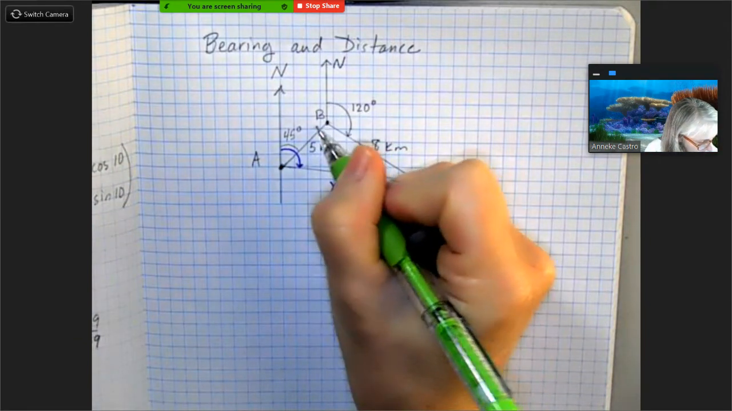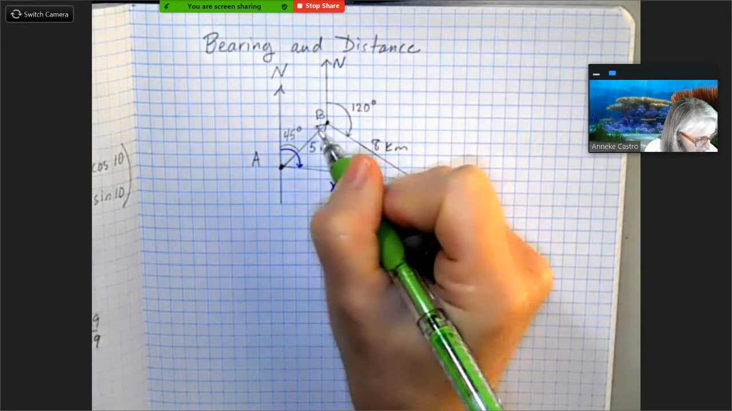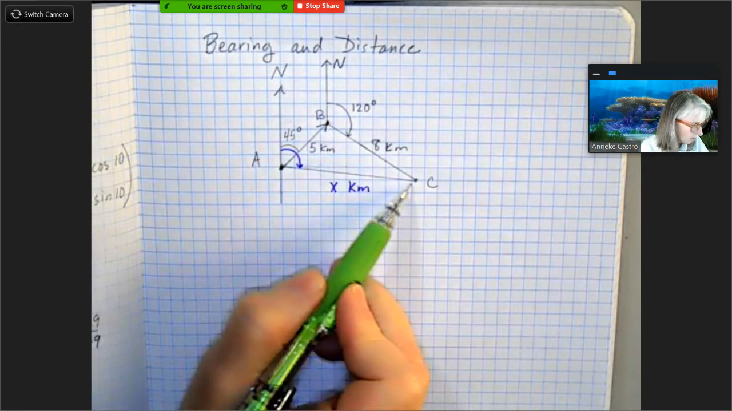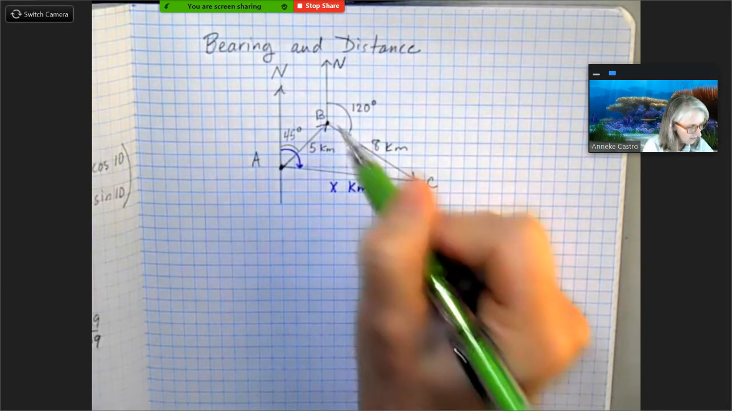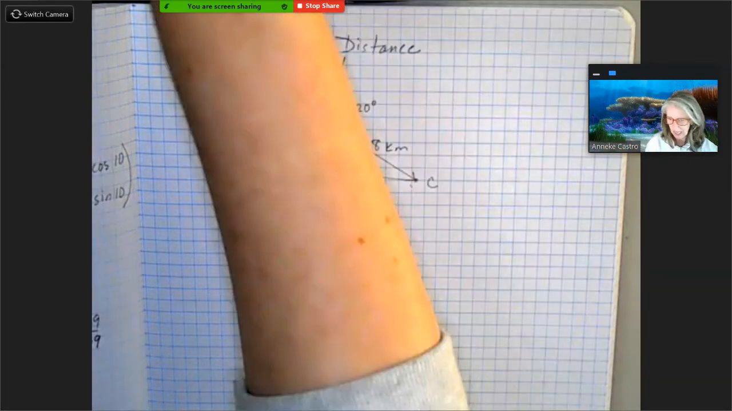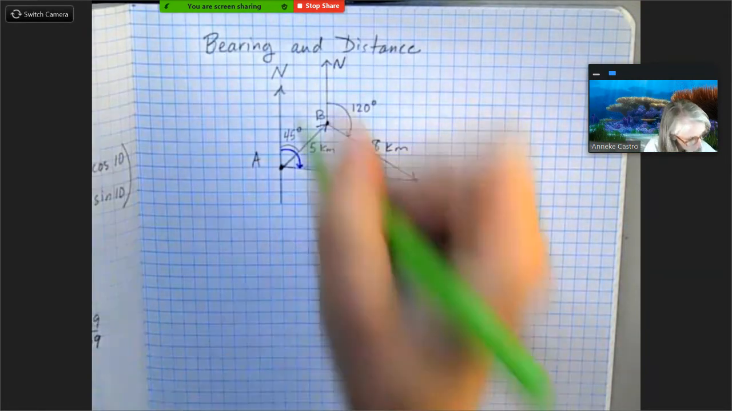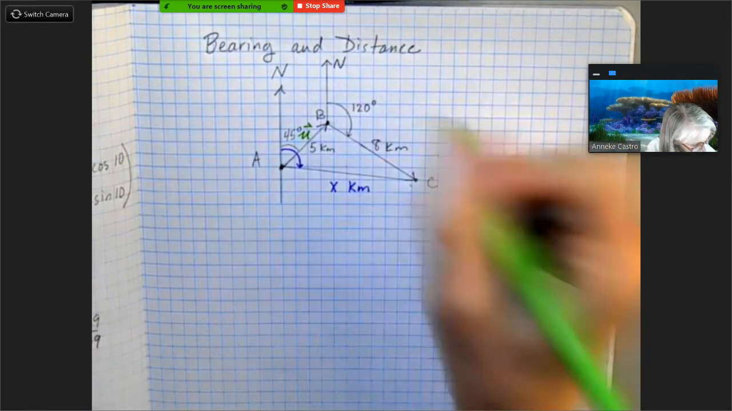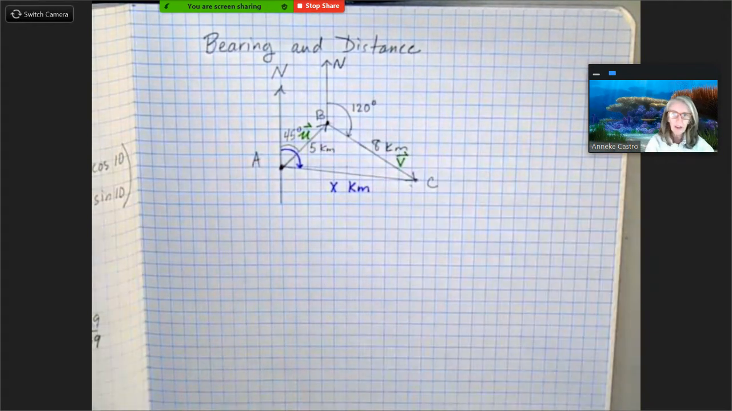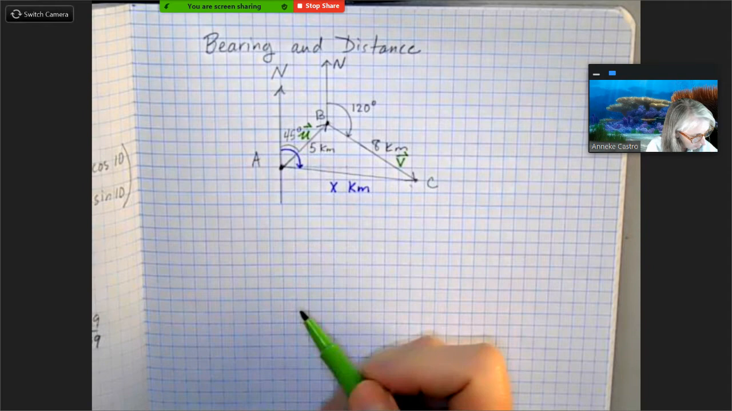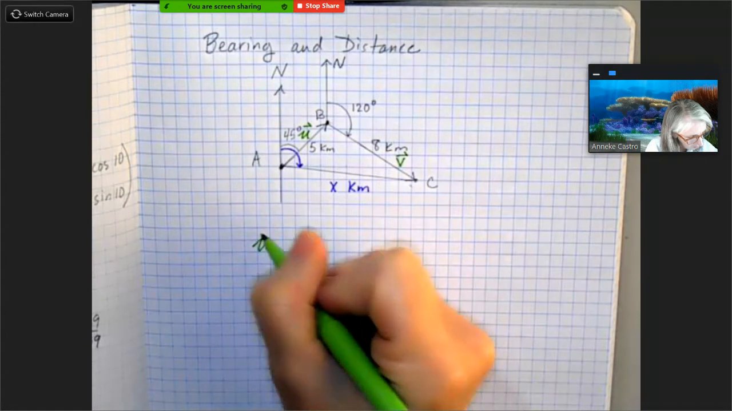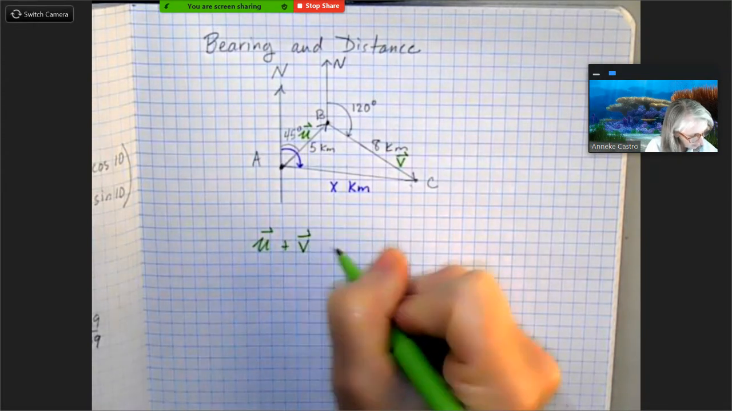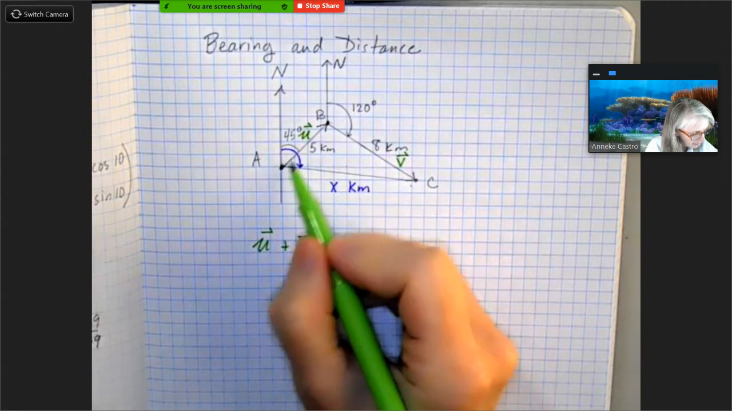He's going in this direction, so we have a magnitude and a direction. And then he's going in this direction. Again, I have a magnitude and a direction. So these are vectors. This is a vector, and this is a vector. So I want to write these in terms of vectors. I'm going to call this one vector u, and I'm going to call the 8 kilometer one vector v. Because I can then do u plus v. I can add these together, and that will give me vector AC. Vector u plus vector v is going to give me from A to C, because see how these are head to tail?